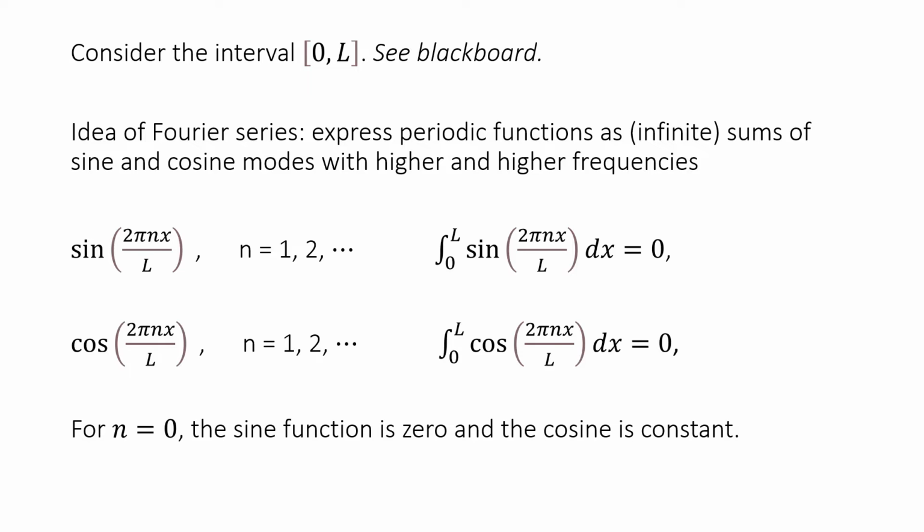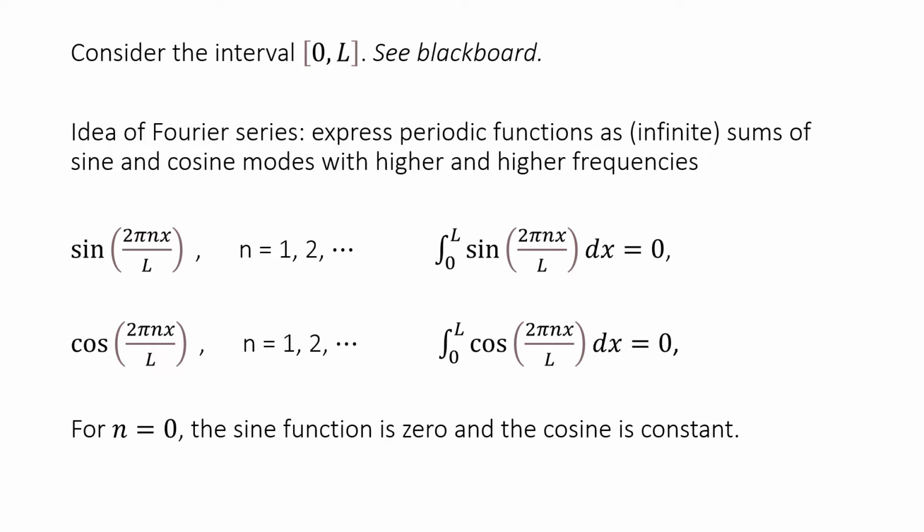At this point, we remark, if we set n equals 0, then the sine of 2 pi n x over L is just the sine of 0 for all x, and it's just 0. That's not interesting. But, for example, the cosine of 2 pi 0 x over L, that is the cosine of 0, of course, equals 1. And so, it also makes sense to consider the case n equals 0, where we get a constant function. We not only have the sine and cosine modes, but also the constant function additionally.